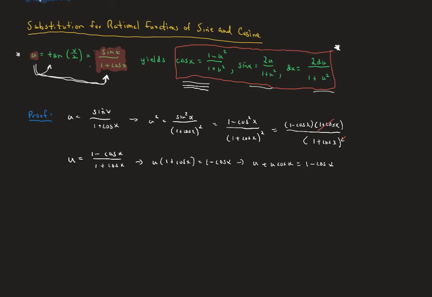Now we have two terms with cosine x and two terms that don't have cosine x. So I'm going to add the cosine x to this side and subtract the u to that side. So that's going to be u cosine x plus cosine x is equal to 1 minus u. Is that what I want? I think that's what I want.